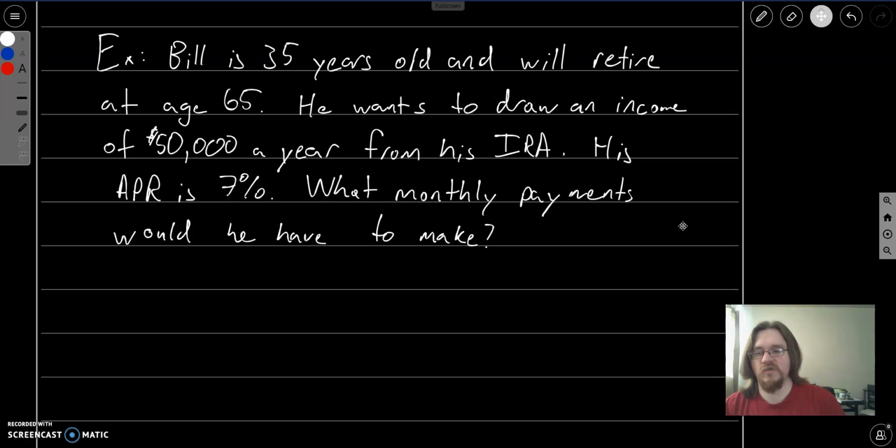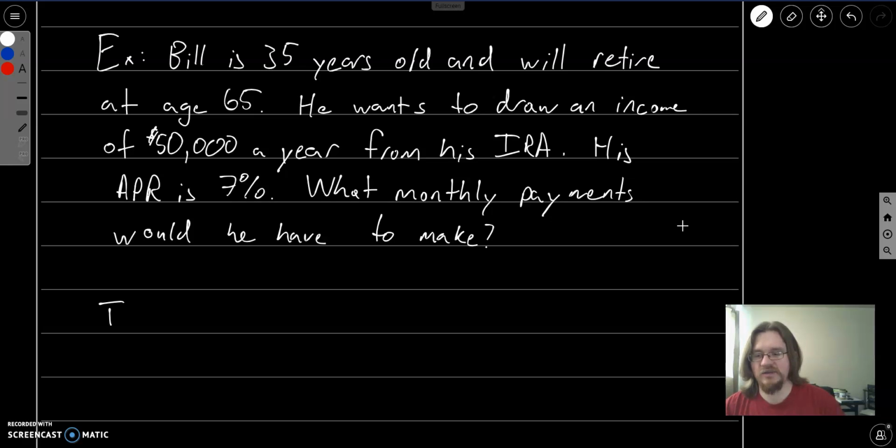So first of all, how do you make $50,000 a year from a retirement account? It's all of the interest that you make. If you make $50,000 a year in interest, that's $50,000 that you can take out of your account, and then the next year you'll still earn another $50,000. So how big would his account have to be to earn $50,000 in interest?